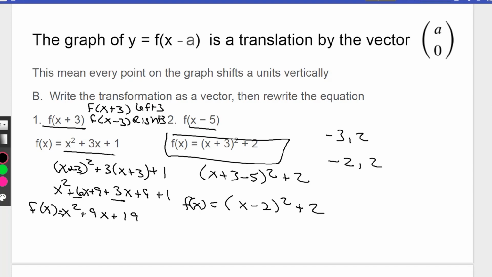Wait, something's not quite right. Let me check this out. Oh, I see. Look here. It's minus 2. There should be a plus 2. So this is clearly moved from negative 3 to positive 2. It's going to go 5 to the right. All right? So, get comfortable with this notation.